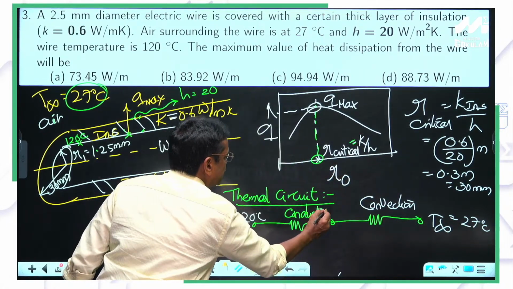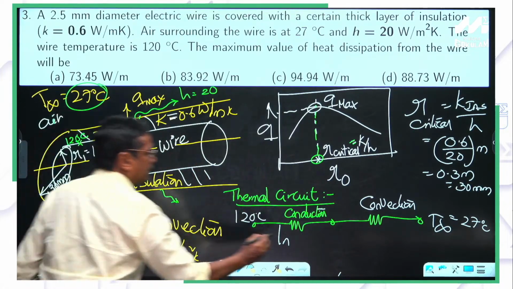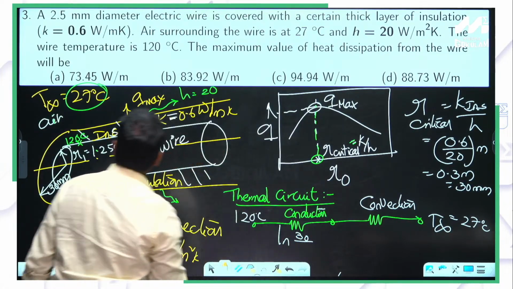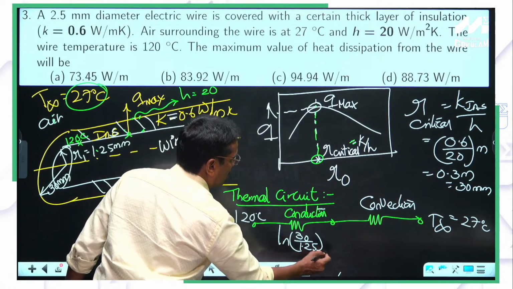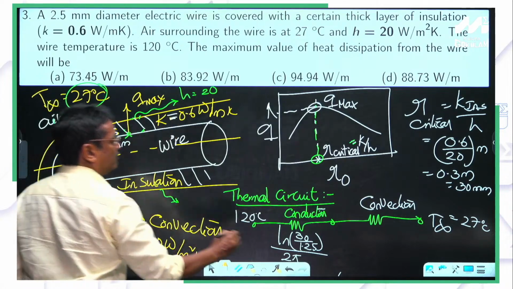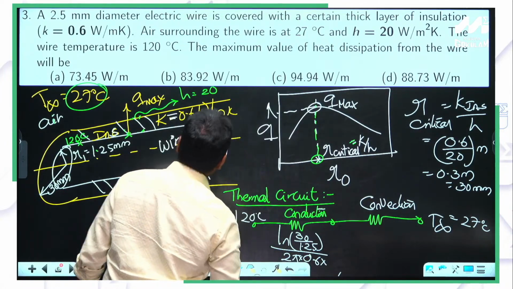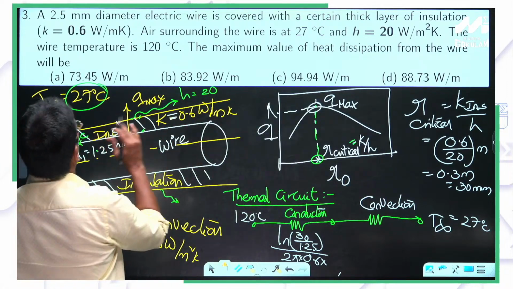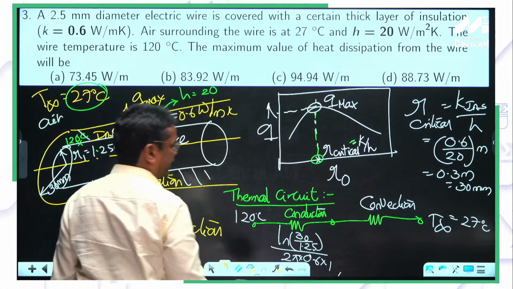What is the conduction resistance formula? ln R2 by R1. What is the R2 value here? 30. What is the radius of the wire, R1? 1.25. ln R2 by R1 divided by 2 pi KL. What is the K value of the insulation? 0.6, into length. If not mentioned, take it as 1 meter, because it is already given in the units. You can take it as 1 meter.